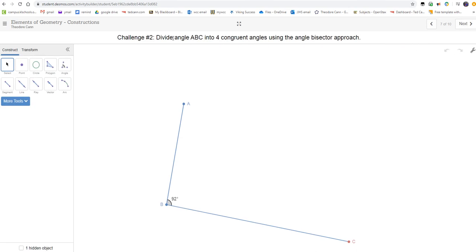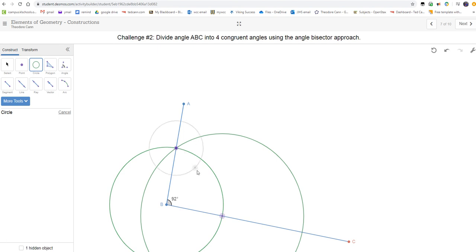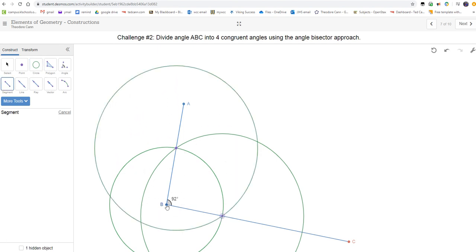So divide ABC into 4 congruent angles using the angle bisector approach. All right, so we'll just use the same approach that I just showed you. Create a circle, then create another circle going from one intersection to the other, and then a circle going from the second intersection back to the first. That gets you the first angle bisector. All right, that's this line segment.